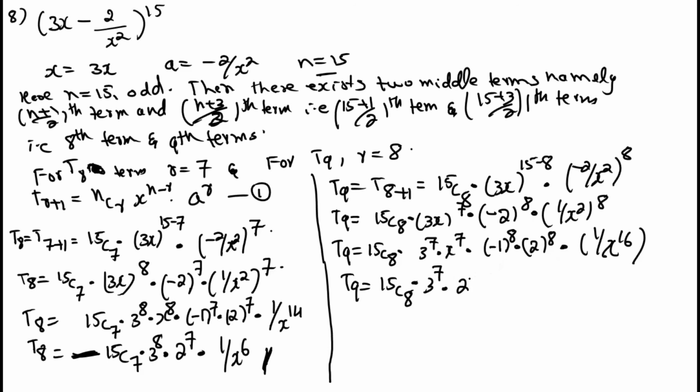Then the remaining term is 2 to the power 8 into x to the power 7 by x to the power 16. Okay. Then it is equal to 1 by x to the power 9 in the denominator. So these are the two middle terms for the given question.